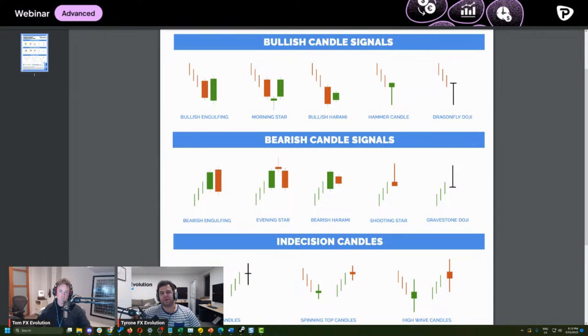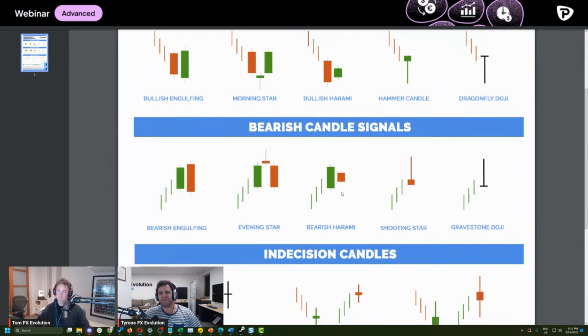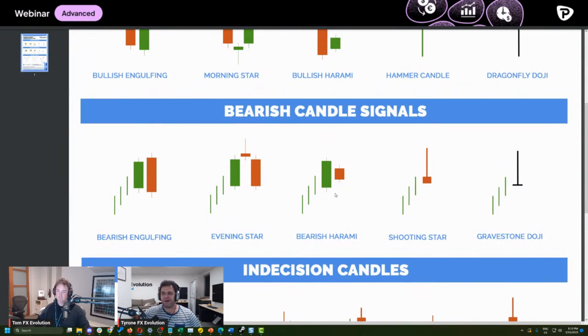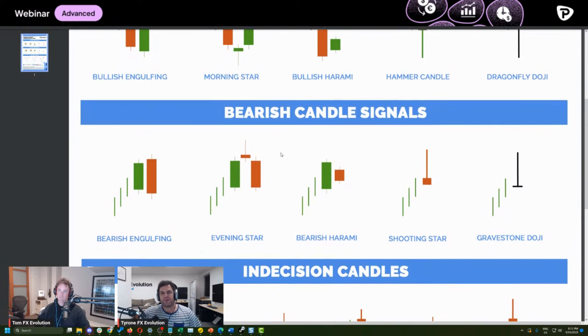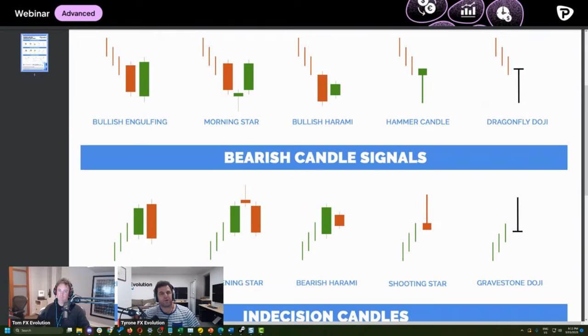I am absolutely in love with the hammer, the shooting star, the evening star, and morning star patterns. They are some of my favorites. The reason is that those candle patterns take three different candles to form, especially the evening star and the morning star, right? So if you're talking about a weekly setup or a daily setup, you require three days for that pattern to work out on a daily, or three weeks for it to work out on a weekly chart.